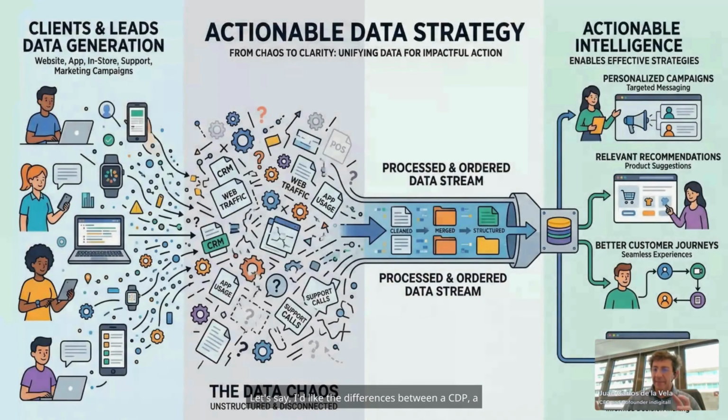If we look a bit at the differences between a CDP, a CRM, and a DMP, I'd like them to be clear. In the end, we often have many acronyms that are different systems, and although they all work with customer data, each one serves a different purpose. Ultimately, a CRM manages relationships, a CDP unifies data, and a DMP works with anonymous audiences for advertising, okay?